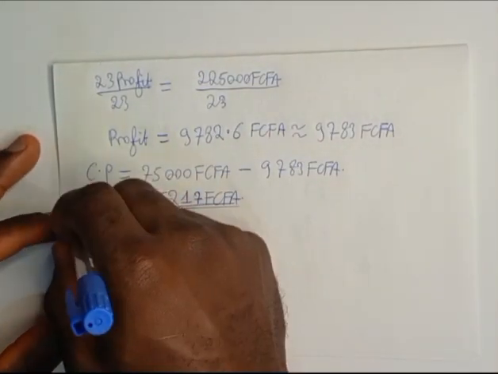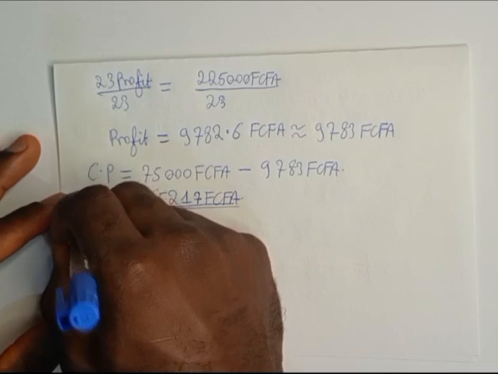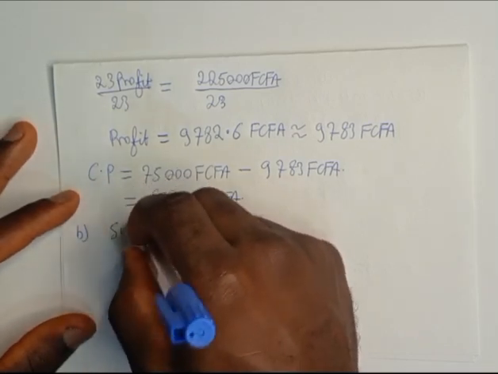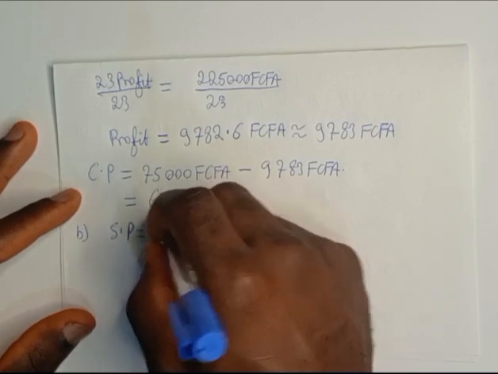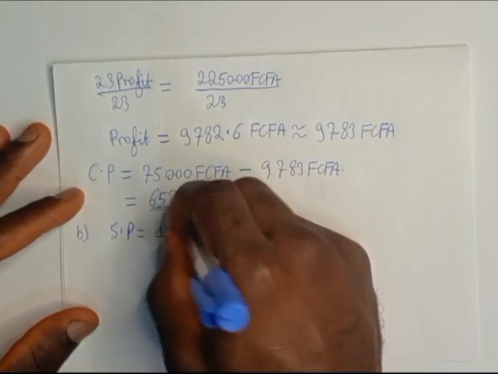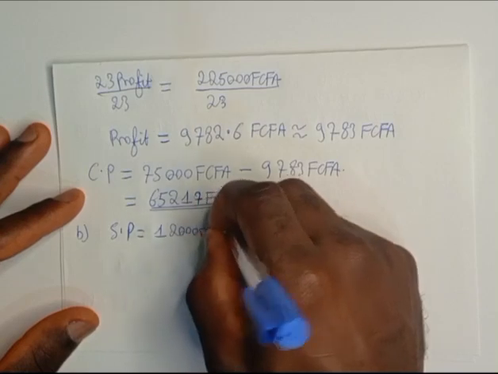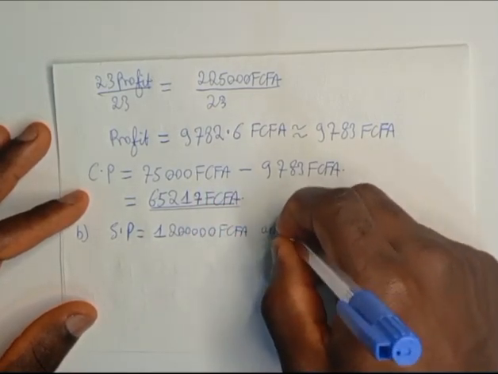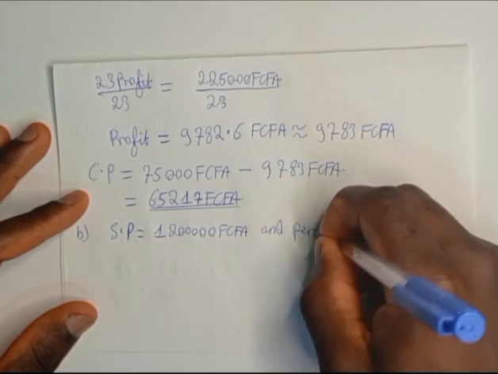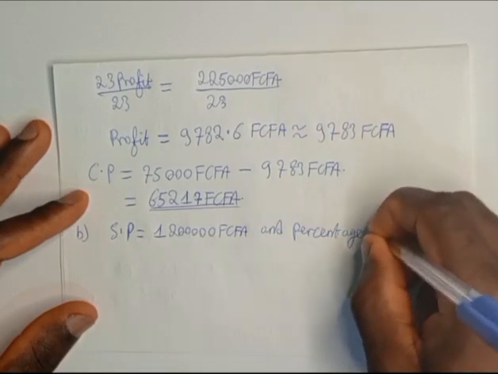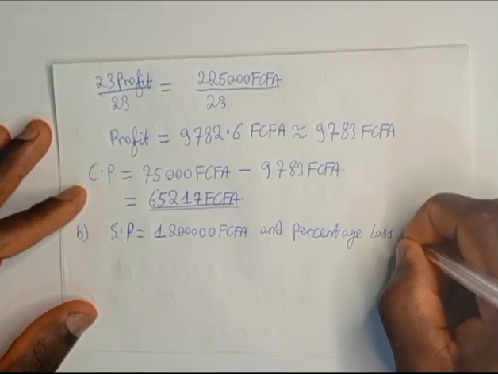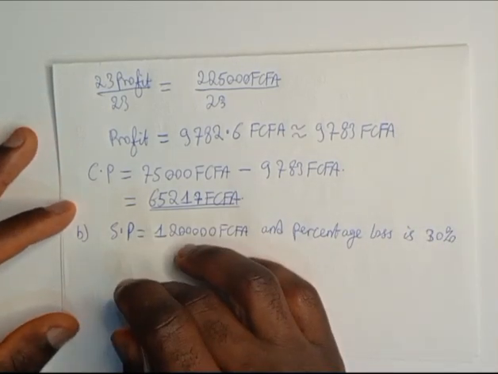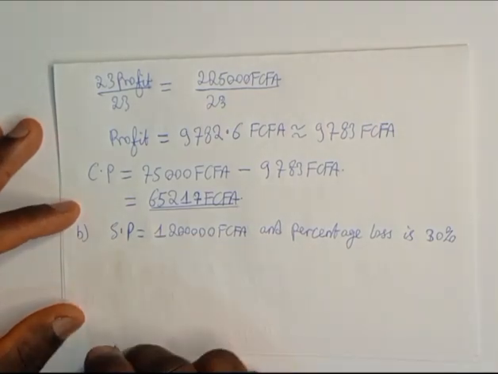We go now to question B. For question B, we have a selling price. The selling price is 1,200,000 francs CFA, and the percentage loss is 30%. We have to calculate the cost price.